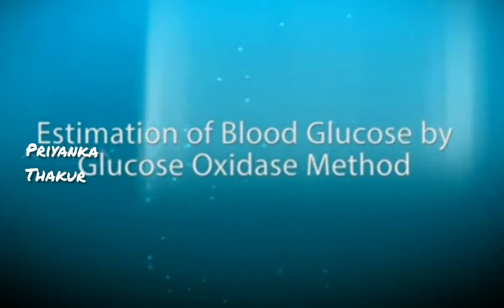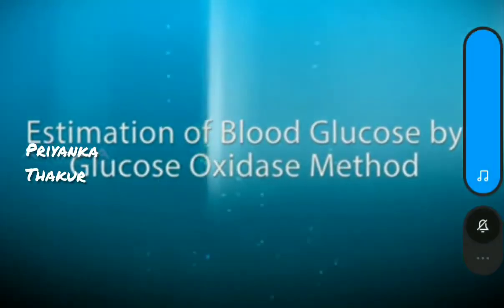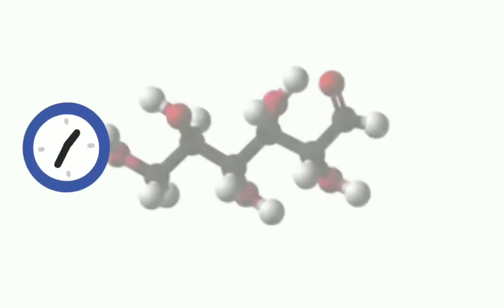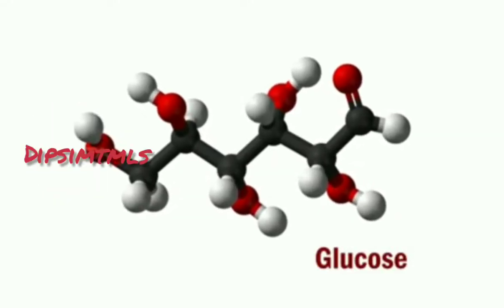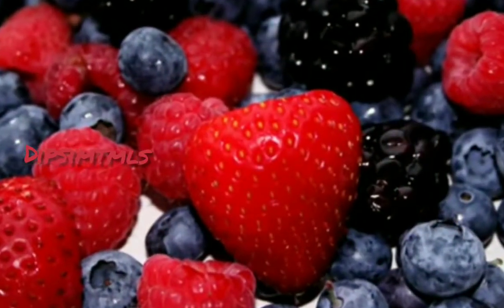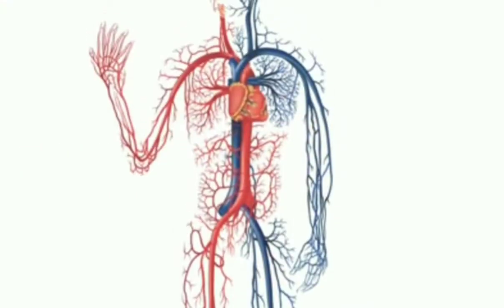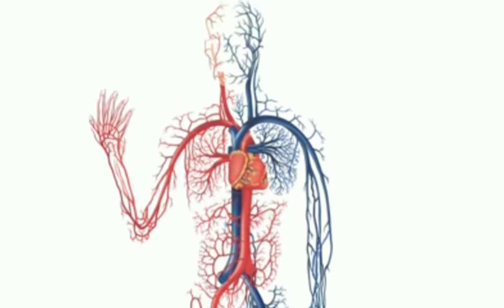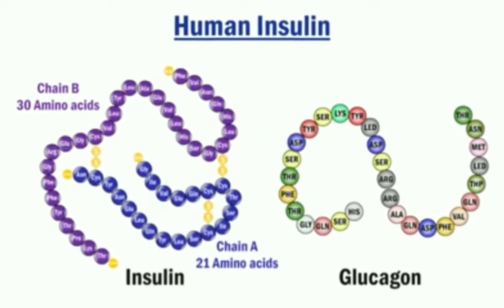Estimation of blood glucose by glucose oxidase method. Glucose is a major carbohydrate present in blood and is produced from dietary sources. The maintenance of blood glucose in our body is mainly controlled by the hormones insulin and glucagon.